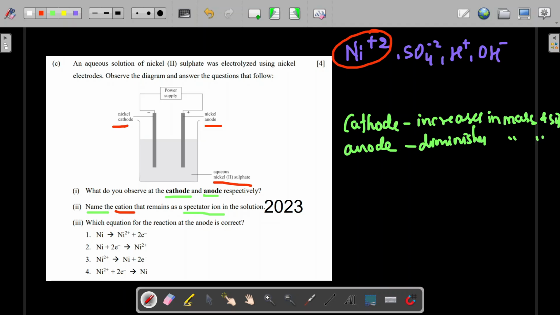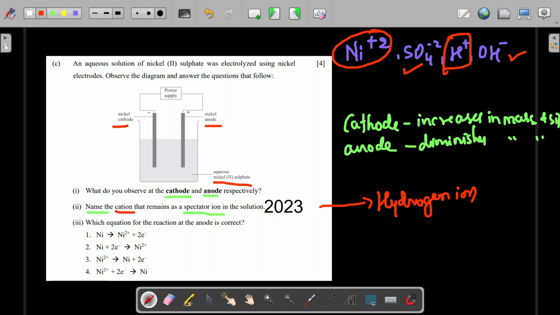H plus. It should be hydrogen ion. You have to name hydrogen ion. If they ask you to name the anion that remains as a spectator, here two anions are there. You can write both of them, hydroxide as well as sulfate. Both are not taking part, so both of them are spectator ions.